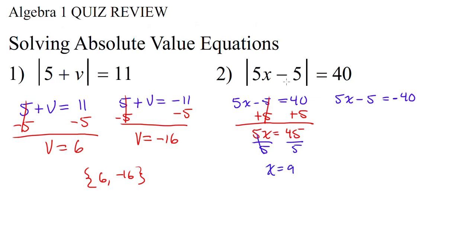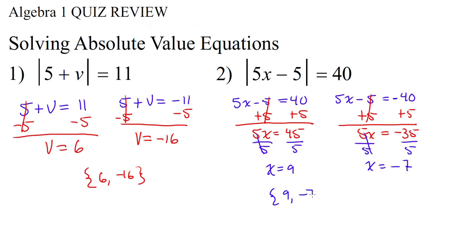Now in the second equation, again, we're going to add 5 to both sides. But now on this side, since it's a negative 40 plus 5, that's negative 35. Then we divide both sides by 5, and we get x equals negative 7. So our solution is going to be 9 and negative 7.